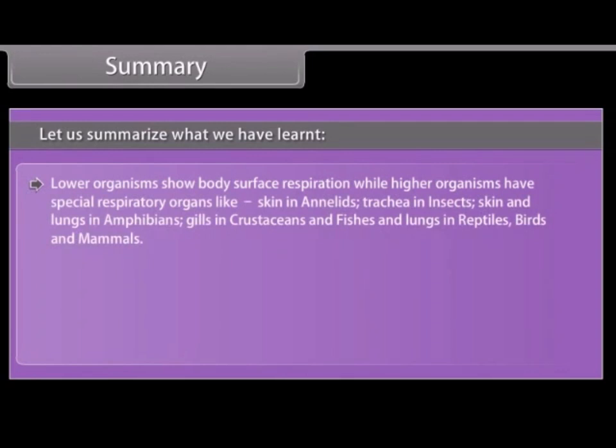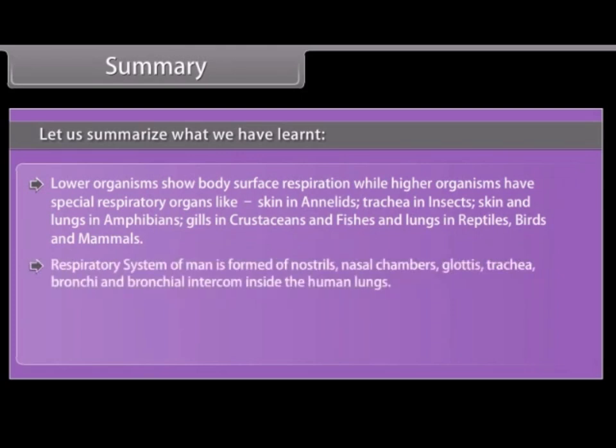Lower organisms show body surface respiration, while higher organisms have special respiratory organs like skin in annelids, trachea in insects, skin and lungs in amphibians, gills in crustaceans and fishes, and lungs in reptiles, birds, and mammals. Respiratory system of man is formed of nostrils, nasal chamber, glottis, trachea, bronchi, and bronchial tree inside the human lungs.